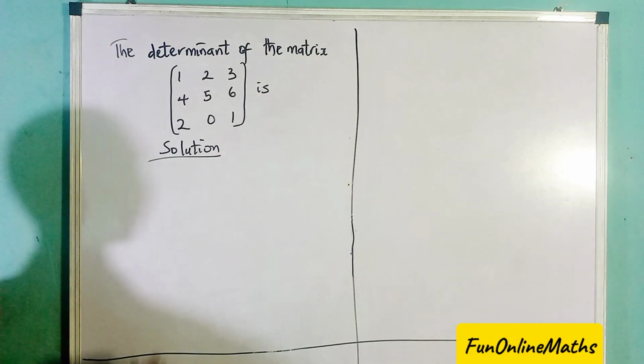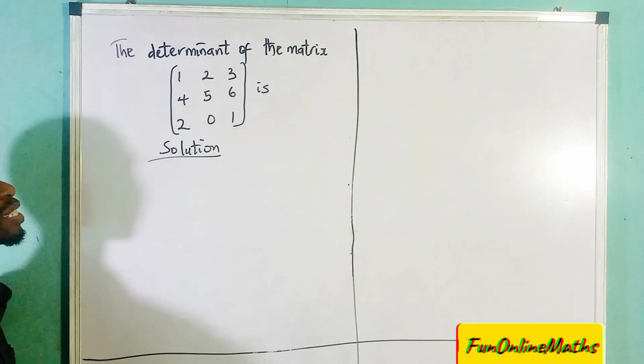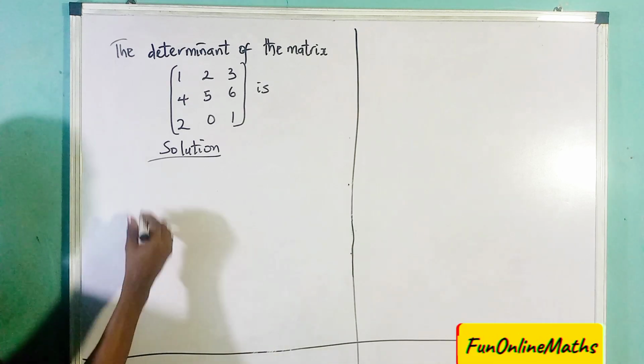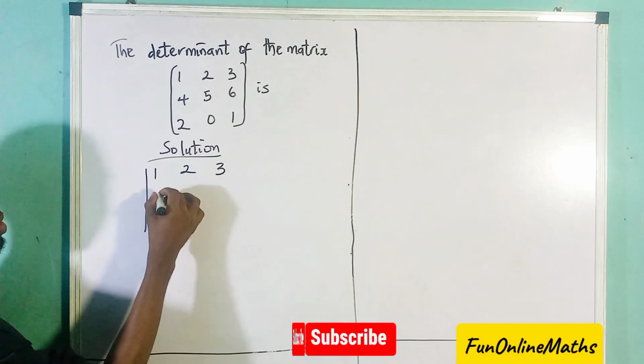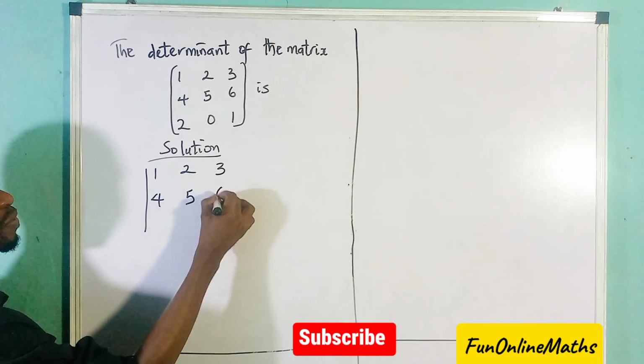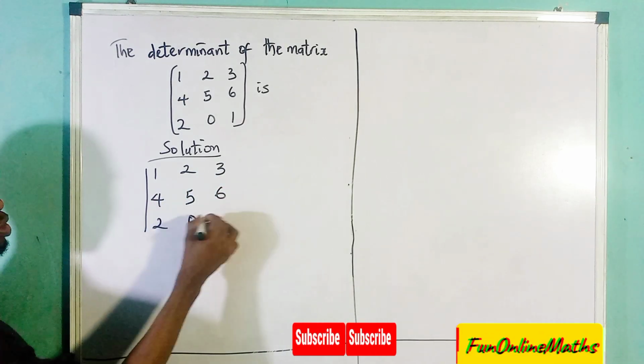The determinant of the matrix, this is a 3 by 3 matrix, is what? That's the question. So I have 1, 2, 3, 4, 5, 6, 2, 0, 1.